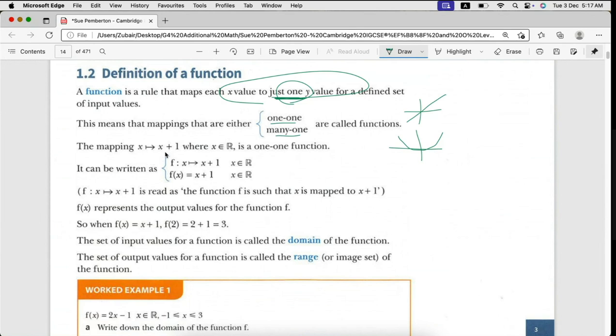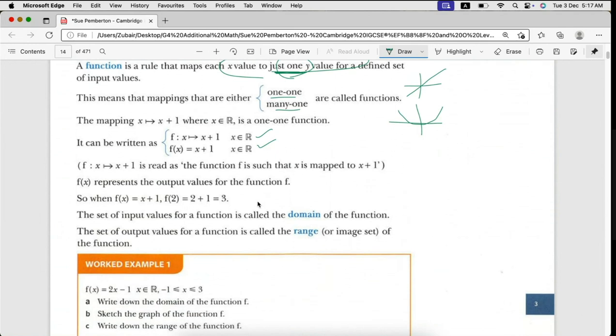The mapping x such that x plus 1, where x belongs to real numbers, is a one to one function. It can be written like this, these two things. When f of x is such that x plus 1, it is read as a function such that x is mapped onto x plus 1. F of x represents the output values of the function. So when f of x equals x plus 1, f of 2 equals, we would just keep on substituting values of x. F of 2 equals 2 plus 1 is 3.